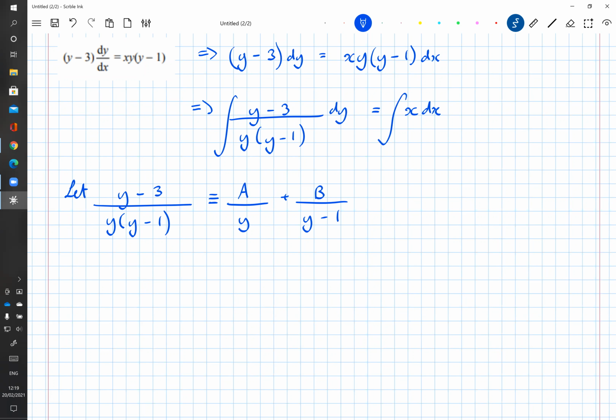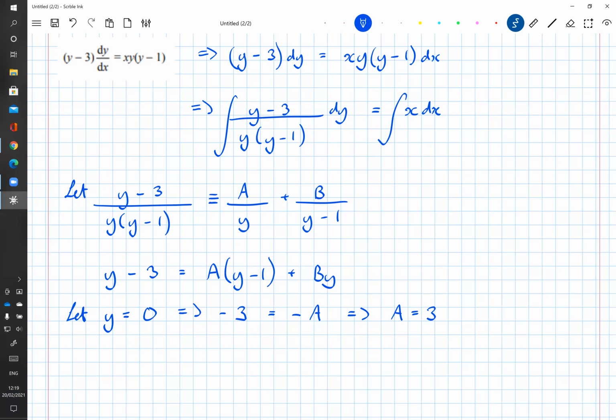Multiply by the denominator. We get y minus 3 equals a times y minus 1 plus b times y. And let's sub in some tactical values to find out the values of a and b. So let's let y equal 0 first, which means that minus 3, the left-hand side, equals minus 1 lots of a, meaning, in this case, a equals 3.